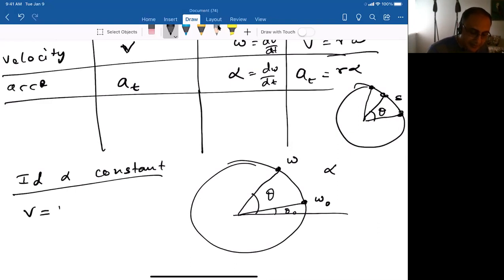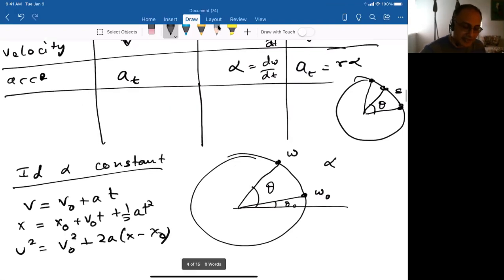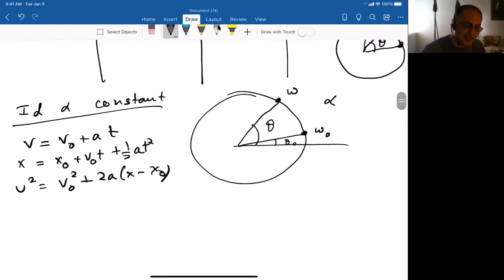V final is equal to V initial plus at. X final is equal to X initial plus V0 t plus half a t squared, and V final squared is equal to V initial squared plus 2a times (X minus X0). All right, these were the linear kinematic equations.